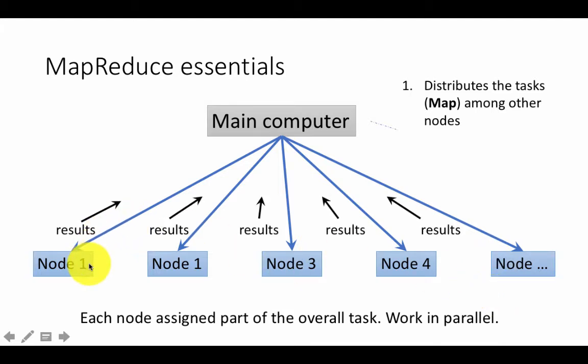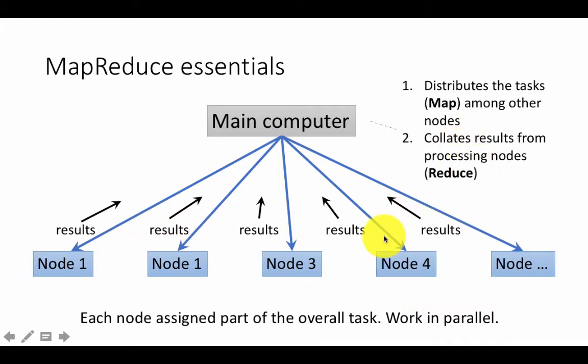Okay, so once each node finishes its job, it sends the results back to your main computer, the one to whom you submitted the job, and the main computer now collates all the individual results and produces the overall final result. So that step is what they call reduce. So that's why the main method that Hadoop uses is called MapReduce. It basically reflects the fact that the main computer has to first partition the task into many different jobs and assign them to many different computers on the cluster. Once they all finish the job and give you back the results, the main computer has to somehow combine all of those results and produce the final results.